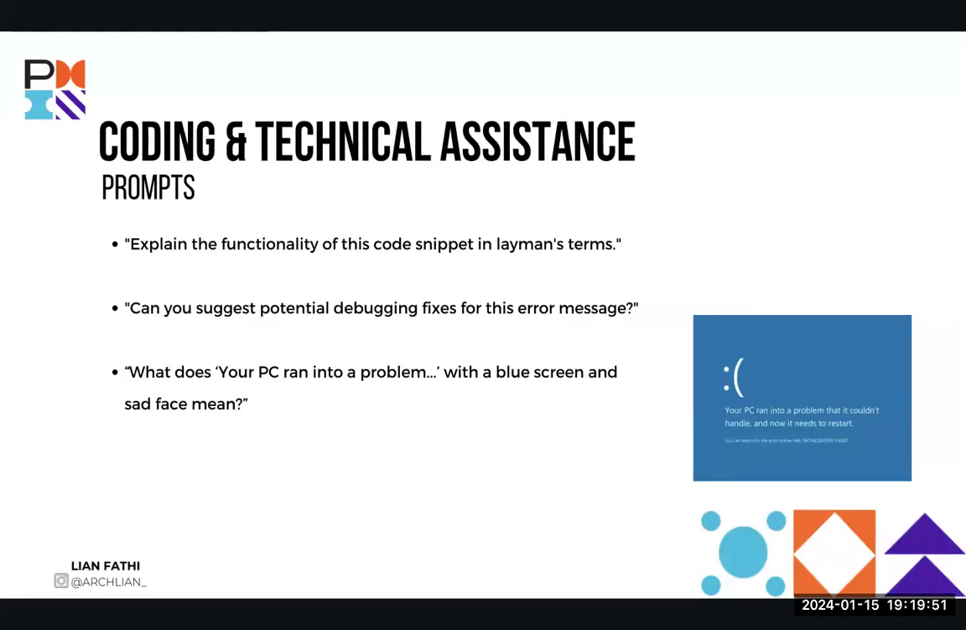Other examples of prompts you can use are for coding and technical assistance. I don't have a huge background in coding, but I know it works. For example, I wanted to ask, what's the functionality of this code snippet in layman's terms? Or you can ask it, can you suggest potential debugging fixes for an error message? Or in this case, for the example that I'm going to show you, I asked it, my PC ran into a problem with a blue screen and a sad face. What does it mean?